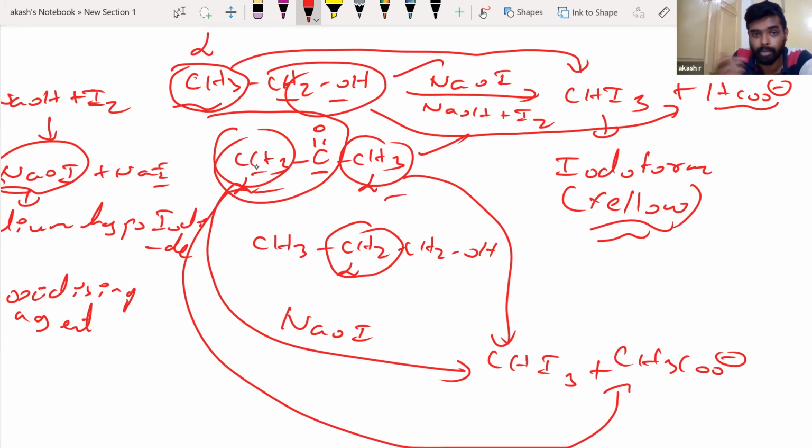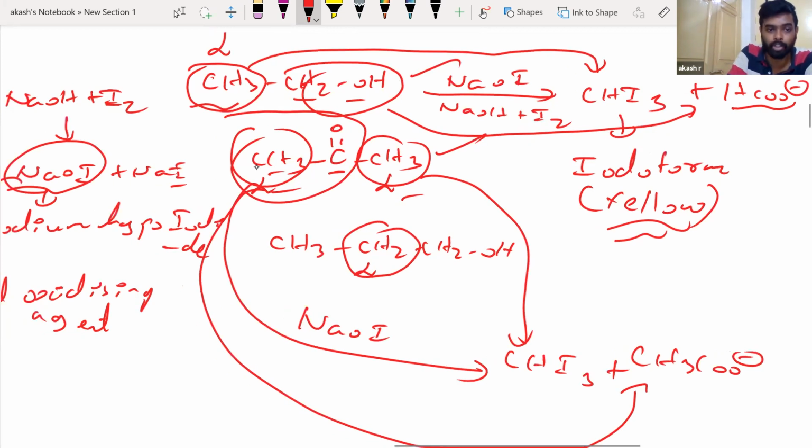Okay, whatever is remaining, just convert them into acids. You will again study this in your next chapter, aldehydes, ketones, and carboxylic acids. Okay, now that you understood what is iodoform, we will go back to the question.